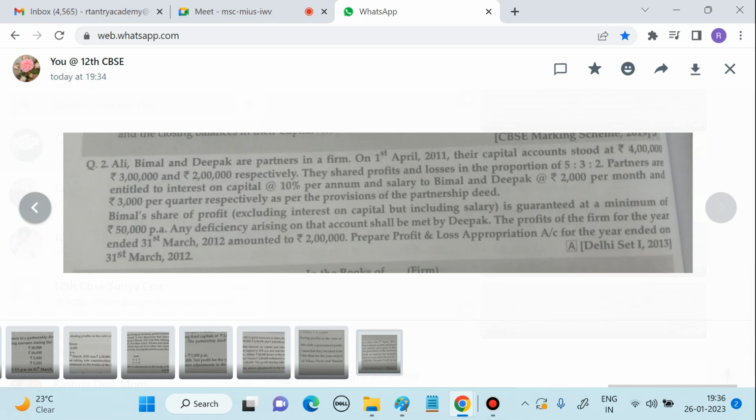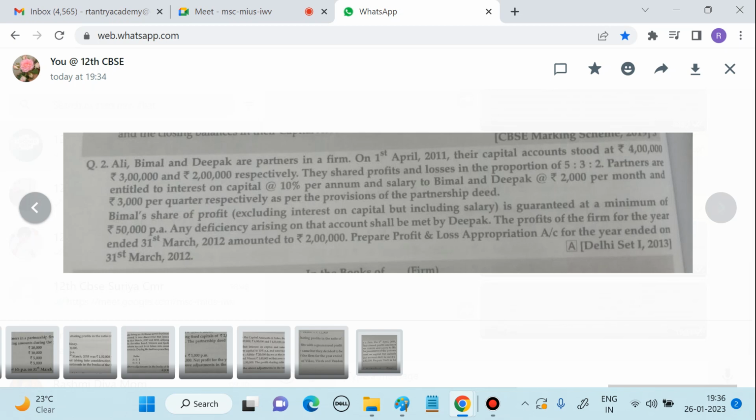So you can calculate that on this capital. Salary to Bimal and Deepak at 2,000 per month and 3,000 per quarter. So Bimal has to get 2,000 per month, 2,000 into 12, 24,000. Deepak has to get 3,000 into 4, 12,000 as per the provisions of the partnership deed. Further, Bimal's share of profit, excluding interest on capital but including salary, is guaranteed at a minimum of 50,000 per annum. So they have said he is to get a guaranteed profit.